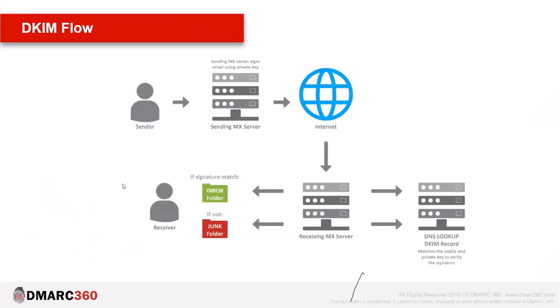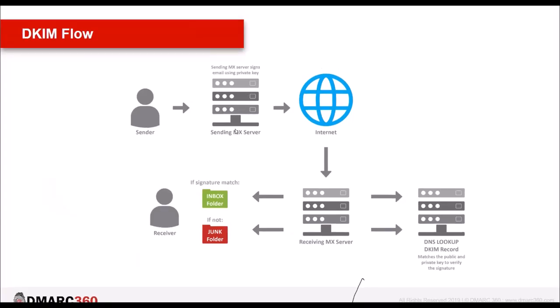So let's just go to the flow right here. When you send an email out, your sending MX server, your mail exchange server, uses the private key to digitally sign your email. And when the email goes through the internet to the receiving mail server, it does a DNS lookup and looks at your public key to verify that your signature is authorized. Now, after that verification, if the signature matches, the email will go in the inbox folder, and if it doesn't match, the email will go in the junk folder, obviously, because it's not authorized. So with this in place, spoofing can now be eliminated, but there is still one more issue.